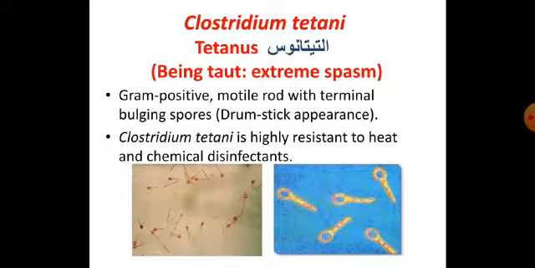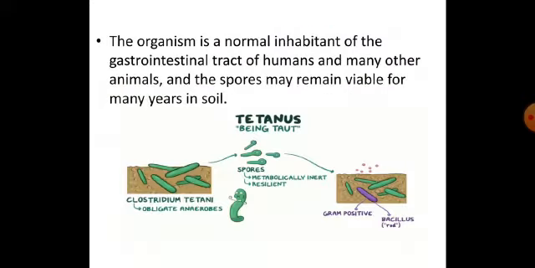The bacilli here are gram-positive, motile bacilli with terminal bulging spores, giving the drumstick appearance. This bacilli is highly resistant to heat and other chemical disinfectants. The bacilli is a normal inhabitant of the gastrointestinal tract of human and animals, and in the soil, due to the presence of oxygen, which is an unfavorable condition, the spores are formed, and these spores remain viable for many years.